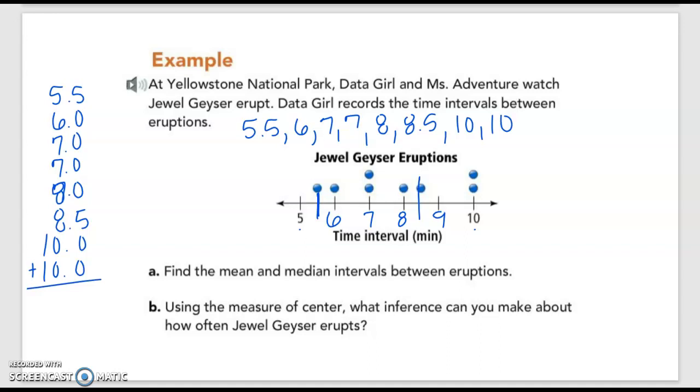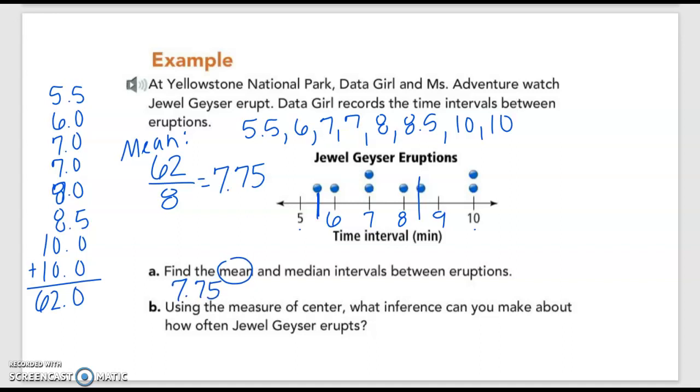When adding decimals, I made sure to line my decimals up. So first we calculate the sum. The sum of the data set is 62. If we count, we see we have 1, 2, 3, 4, 5, 6, 7, 8 numbers in our set. So we would have 62 divided by 8 to find the mean of our data. When we divide 62 by 8, we get 7 and 75 hundredths. So the mean of our data is 7 and 75 hundredths.